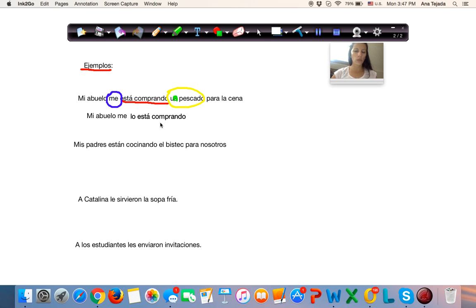Mi abuelo me lo está comprando. Let's look at the next example. Let's go back to red. Again, we first look at the action.